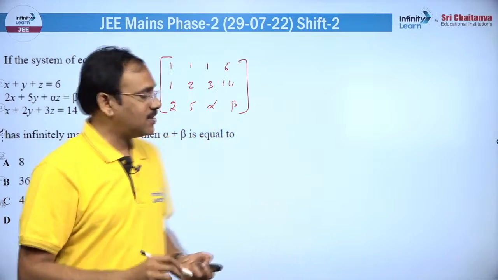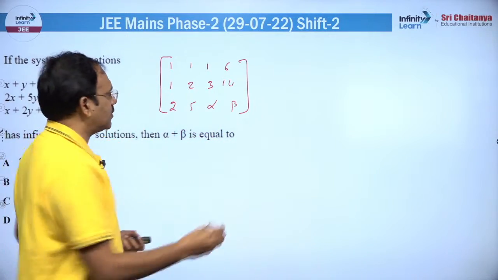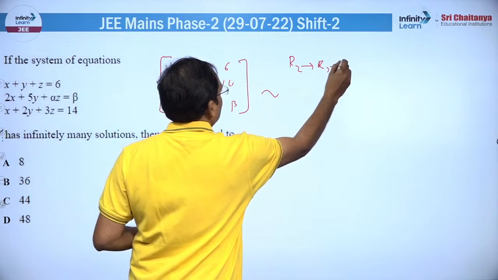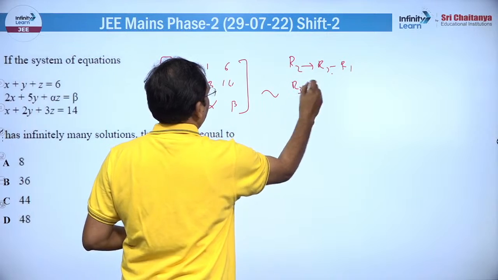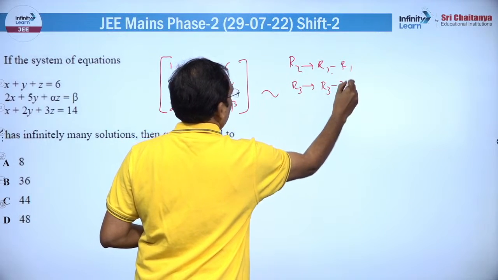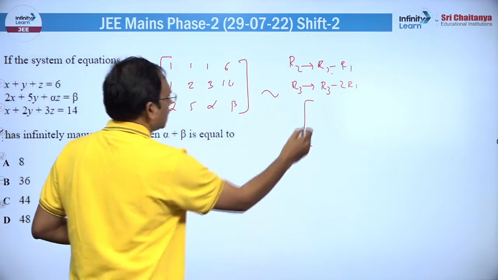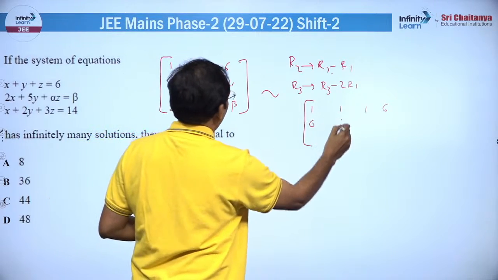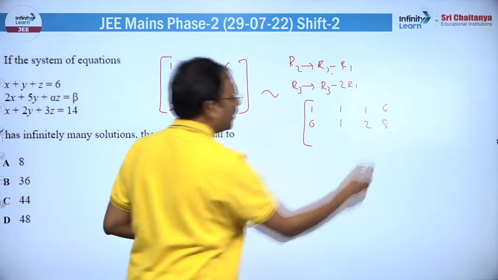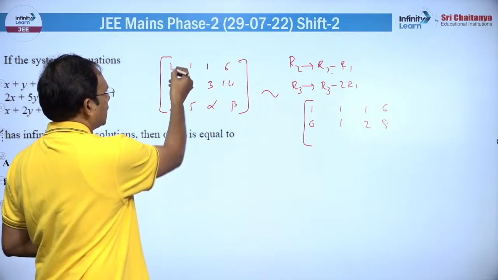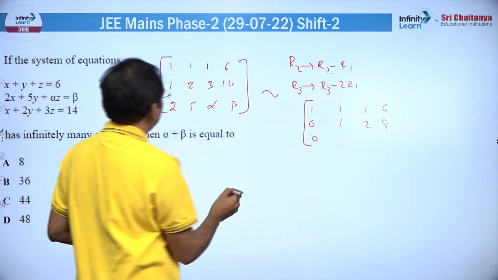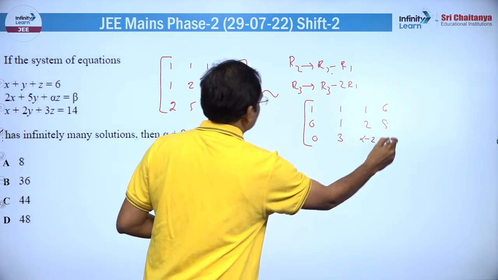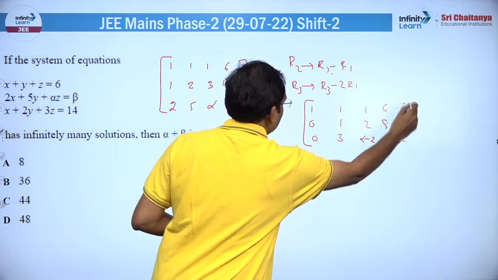From this, my dear friends, he has given infinitely many solutions. You just change R2 as R2 − R1 and R3 as R3 − 2R1. So, that this matrix is going to be 1 1 1 6 and this is 0 1 2, this is going to be 8. The next is 0 3, this is α − 2, this is β − 12 it is going to be.